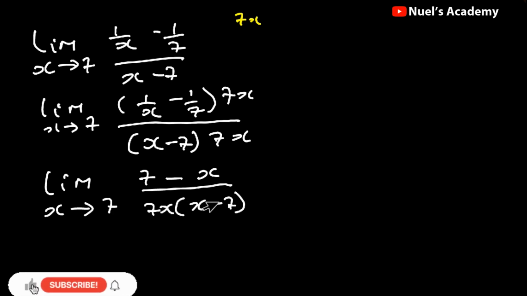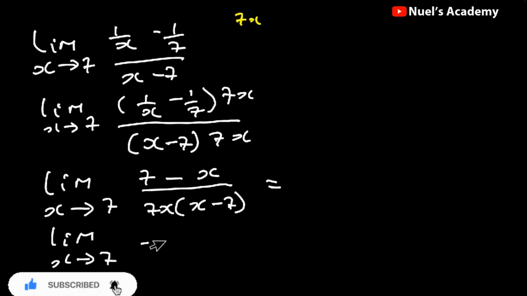Because the main aim is to cancel out this x minus 7 in order for us not to get 0 at the denominator. So this is going to be equal to, here we have 7 minus x, and here we have x minus 7. So how do we write this 7 minus x to get x minus 7? So we're going to write limit as x approaches 7. Then we're going to factor out negative 1 from this numerator. If you factor out negative 1, you just reverse their signs. Here, negative x will become positive x. Positive 7 will become negative 7.